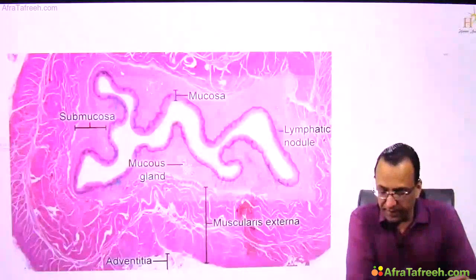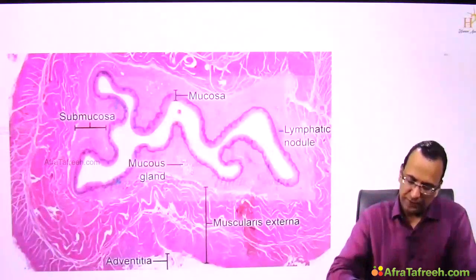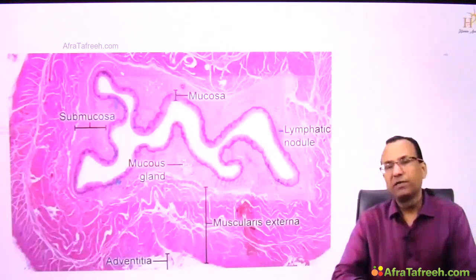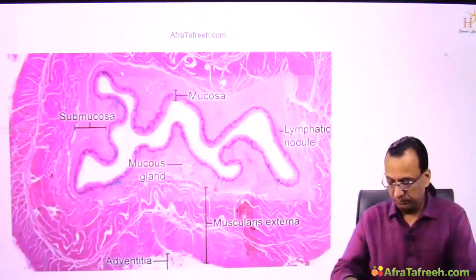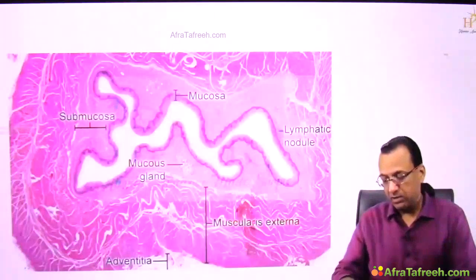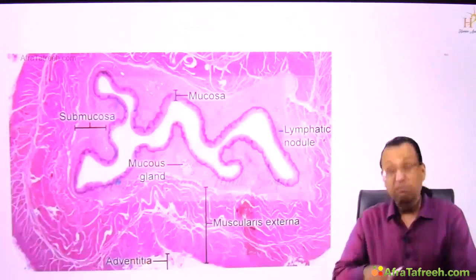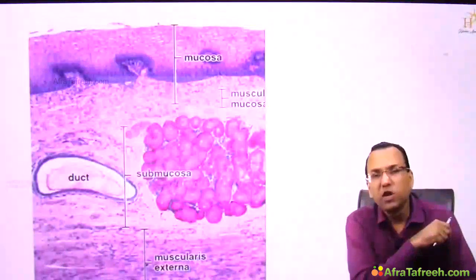You see, we have taken the transverse section of the esophagus showing this open space, which is the lumen, and the lumen is lined by the mucosa. Under the mucosa we have the submucosa, and over that we will have the muscular externa, and most outside will be the adventitia.